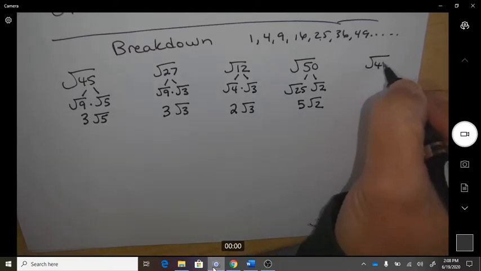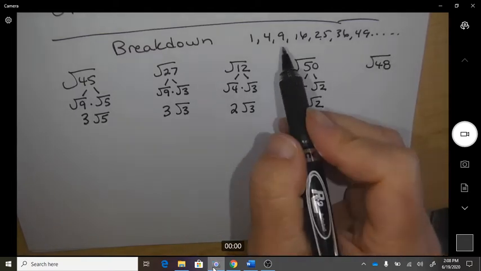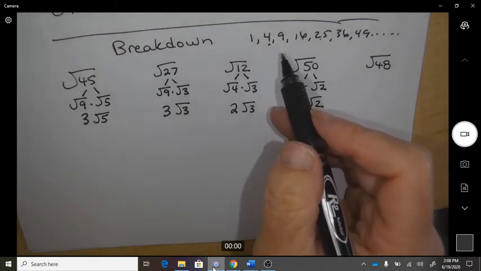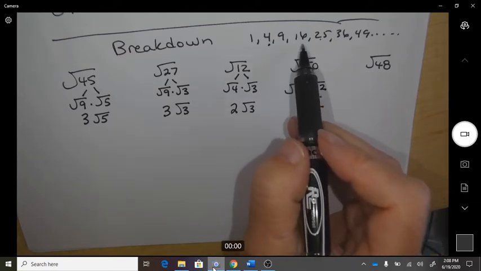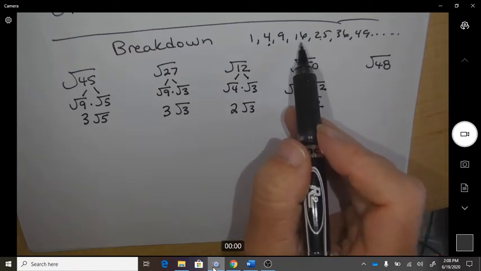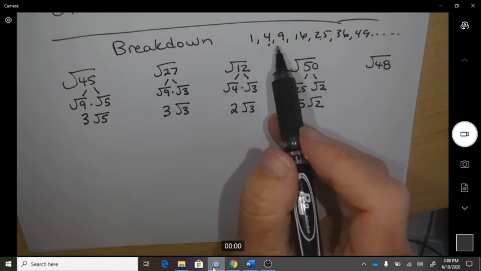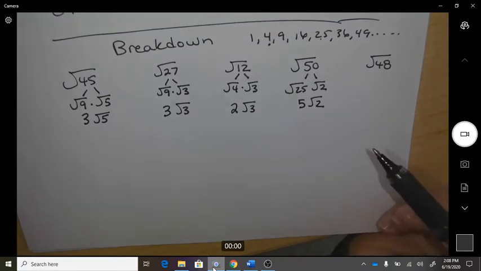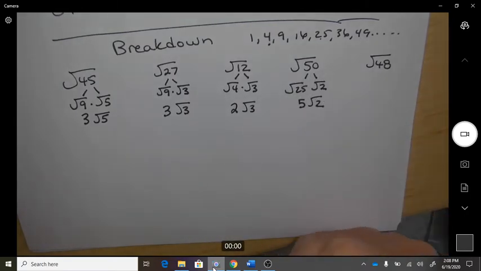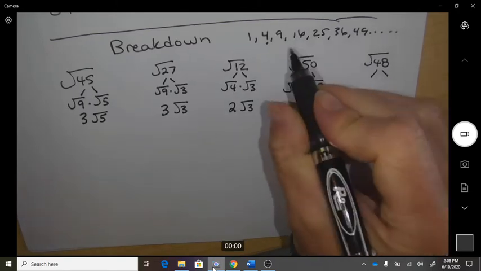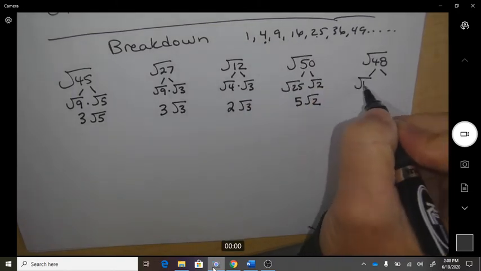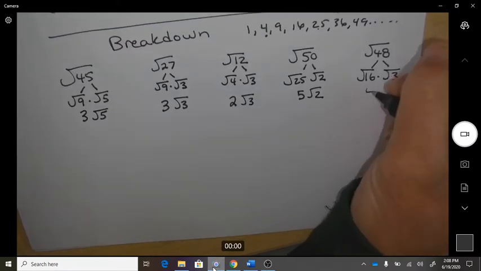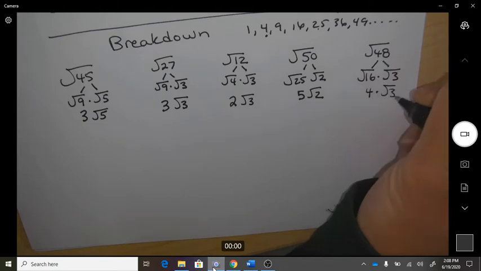And root 48, okay, so I can divide 48 by 4, but it's not going to result in my answer because I can also divide it by 16. So I would like to take the largest one. If you divided it by 4, you would have to do a second breakdown. Okay, so it's not going to be wrong, but then you'd have to break it down twice. So try to take the larger of these that can divide by. 16 times 3 is 48. And then this is a whole number 4, so 4 root 3.